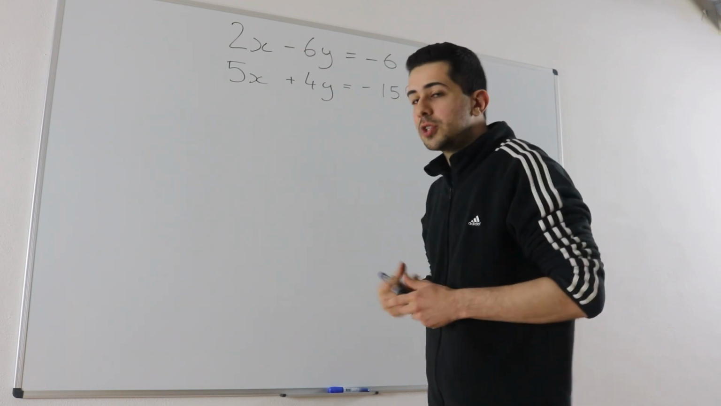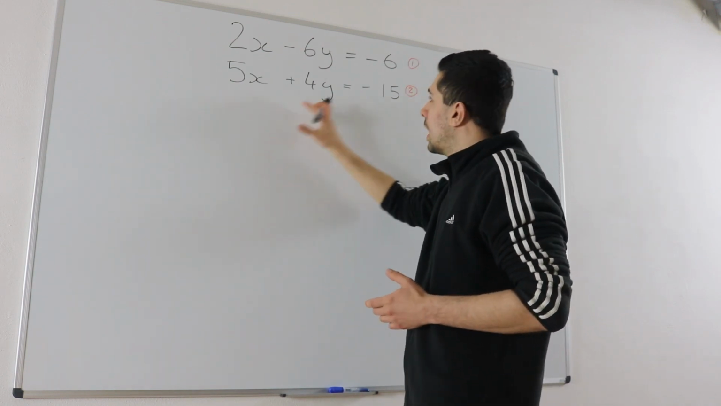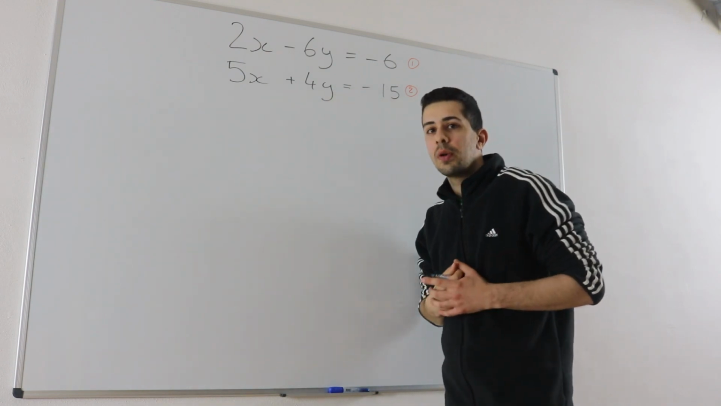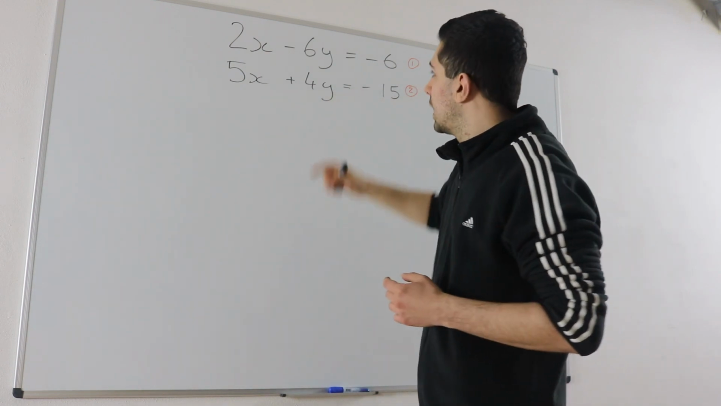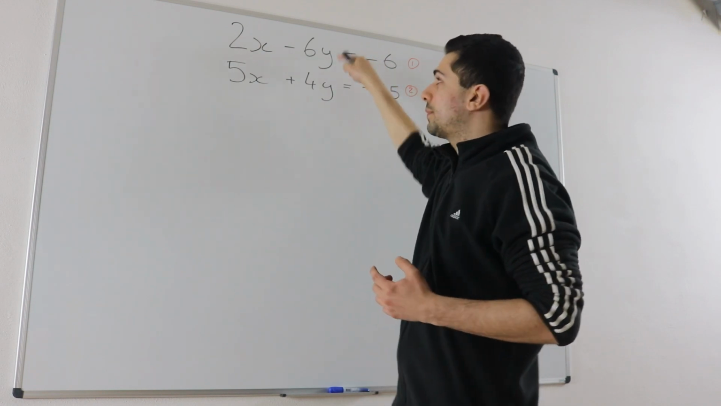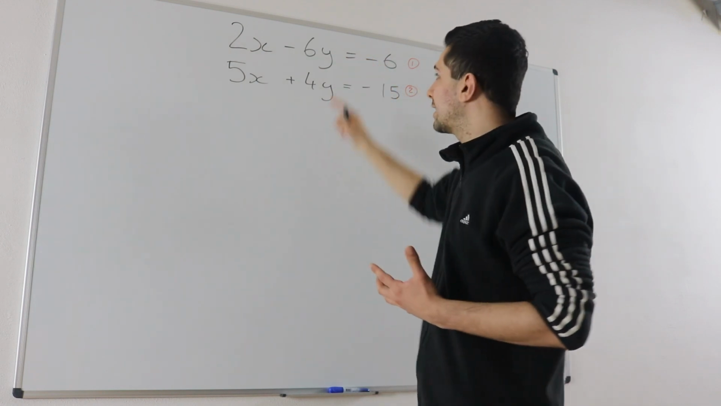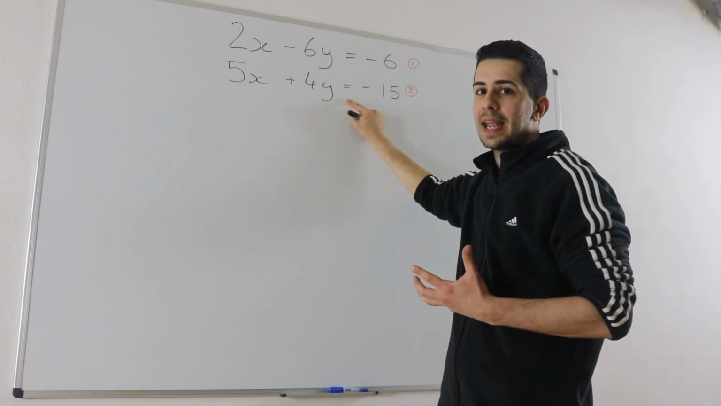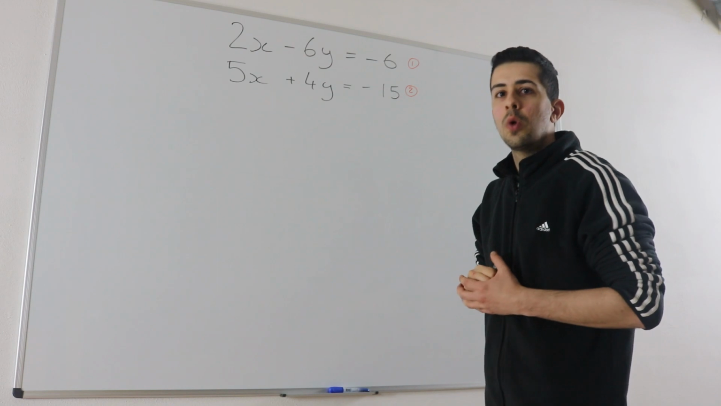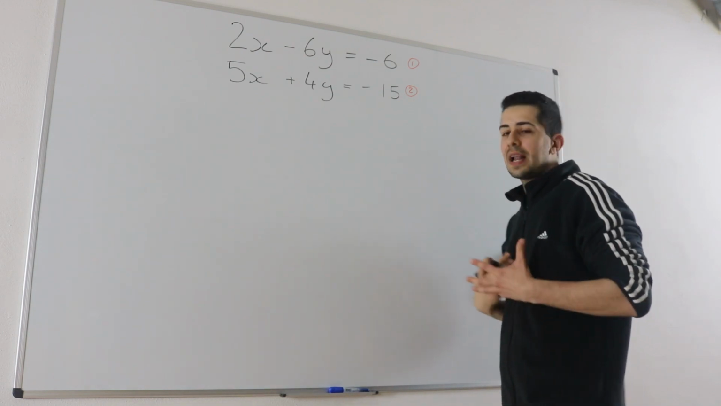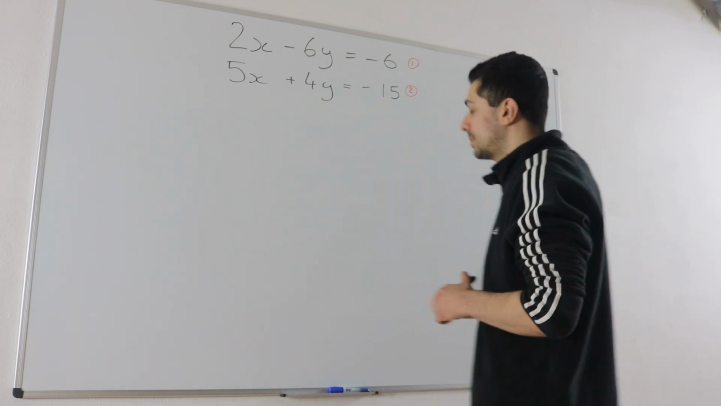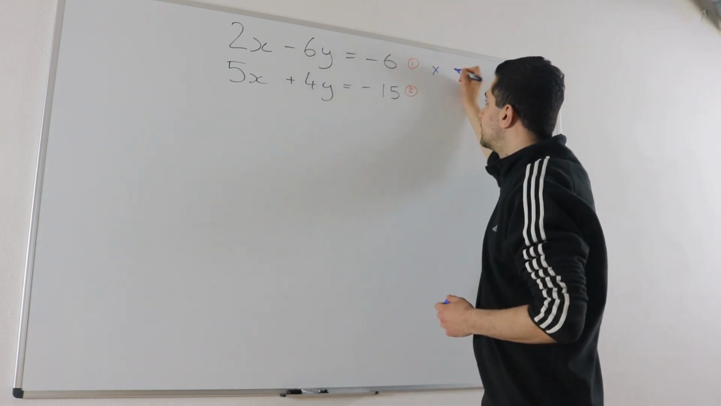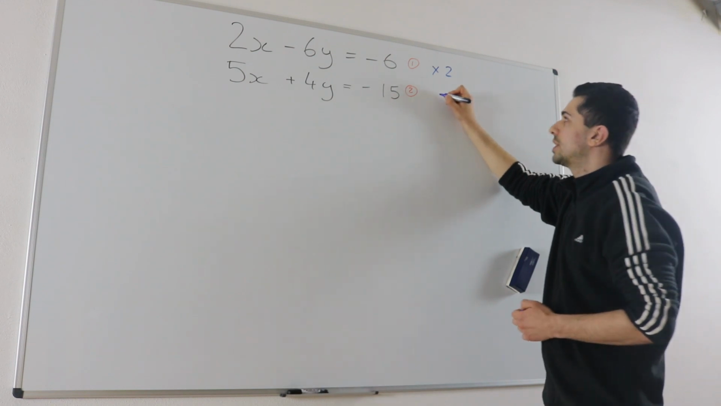Or else another option would be to eliminate the y. So I have 6y and 4y. The lowest common multiple here is 12. So I have to multiply the first equation by 2 to get 12y, and the second equation by 3 to get 12y again. Now I'm going to go with eliminating y, because I would like to show you something different in this equation. So I'll go ahead and multiply the first equation by 2 and the second equation by 3.